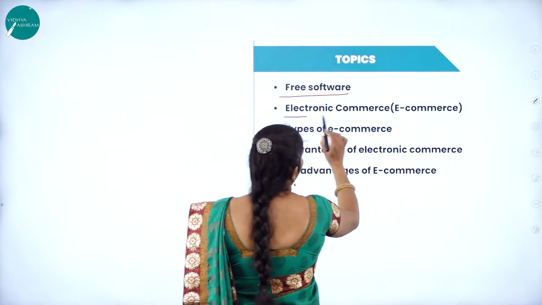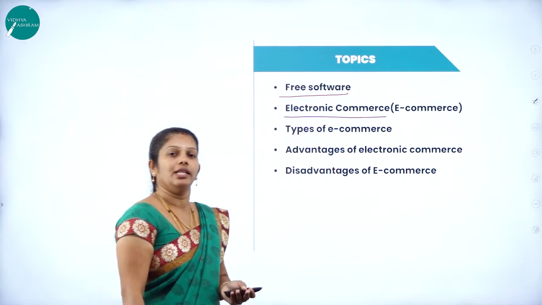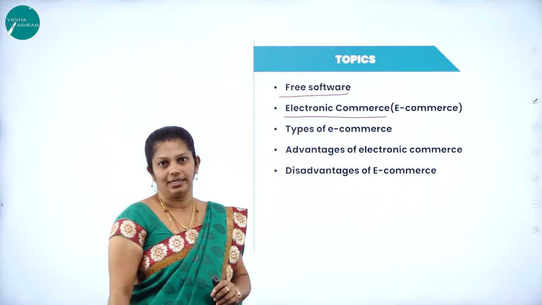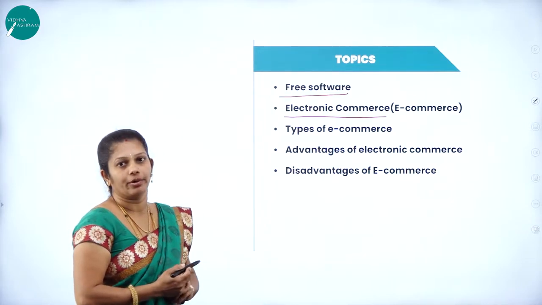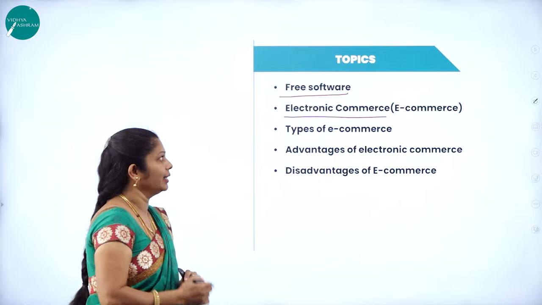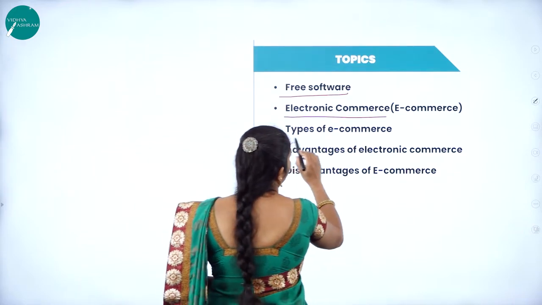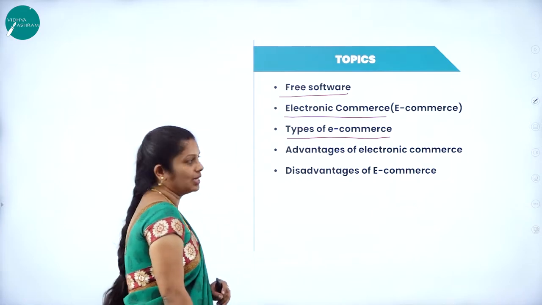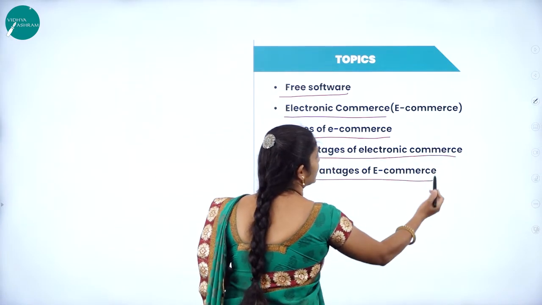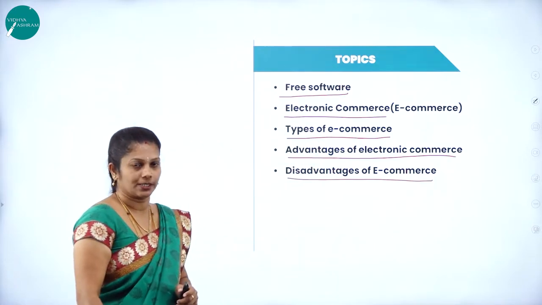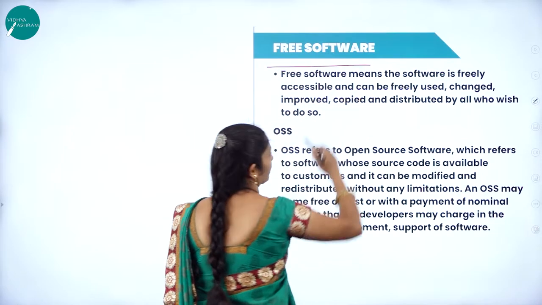Then electronic commerce, that is e-commerce, is nothing but buying or selling a product with the help of the internet. How we can buy the product as well as sell the product with the help of the internet. Mainly it deals with e-commerce and the different types of e-commerce, and under that, the advantages as well as disadvantages of e-commerce. Now first we'll study free software.